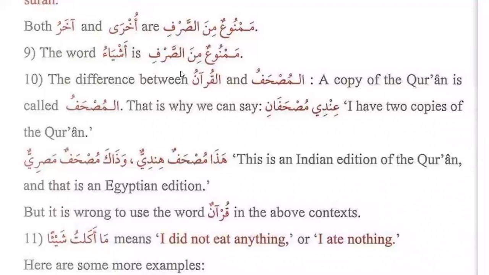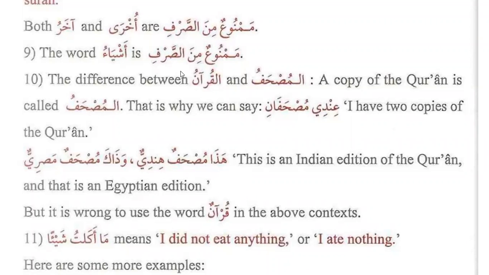The word ashiyahu is mamnu minas sarf. The difference between al-Qur'anu and al-Mushafu: a copy of the Qur'an is called al-Mushafu. That is why we can say Mushafani: I have two copies of the Quran. Haza Mushafun Hindiyun wa Zaka Mushafun Masriyun: this is an Indian edition of the Quran, and that is an Egyptian edition.